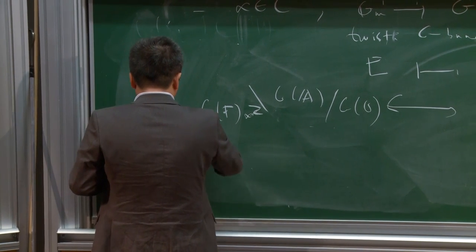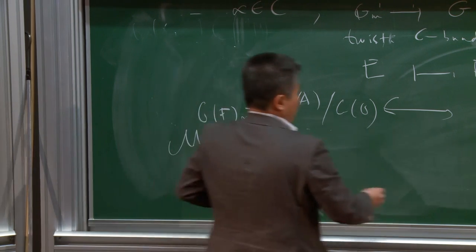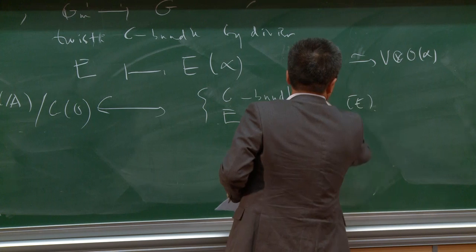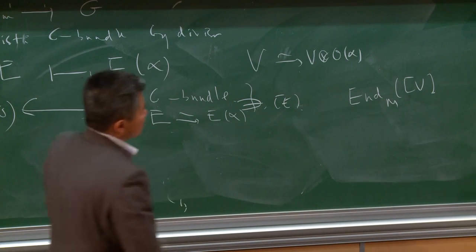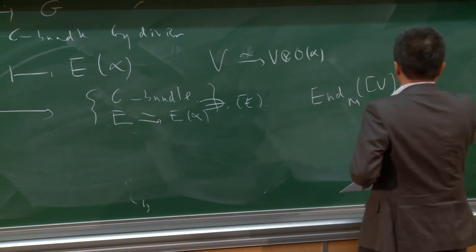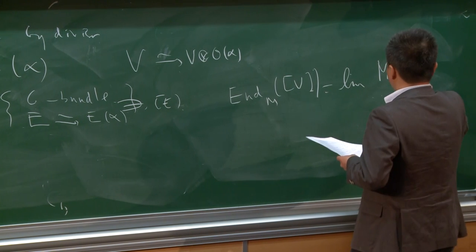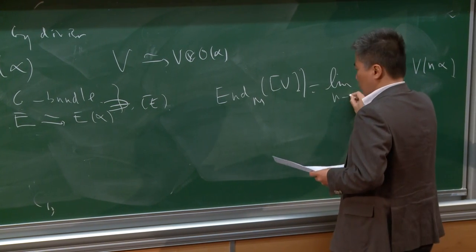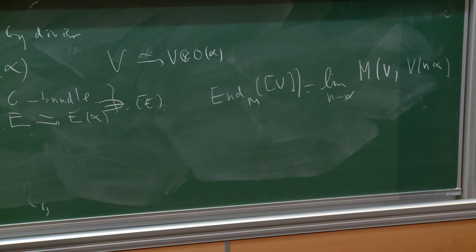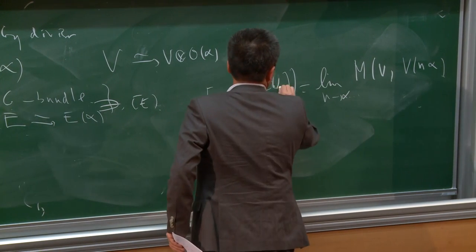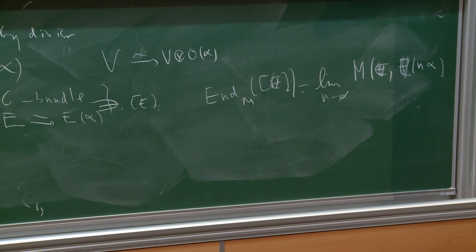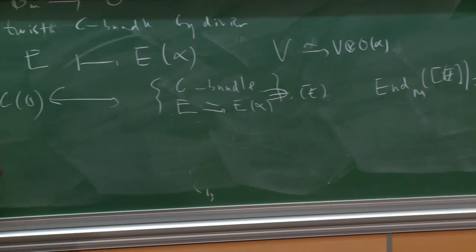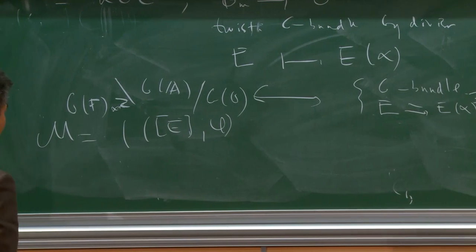So we look at our space M, a space of, let E be an object in this, then the endomorphism of V, M endomorphisms, a map from V to V(infinity). E is the same as V. Then you look at the space M, the space of E and phi, where phi is just an endomorphism of E.